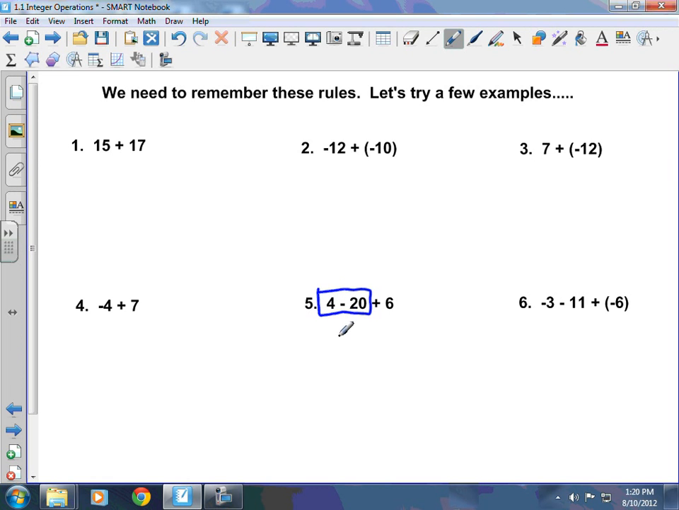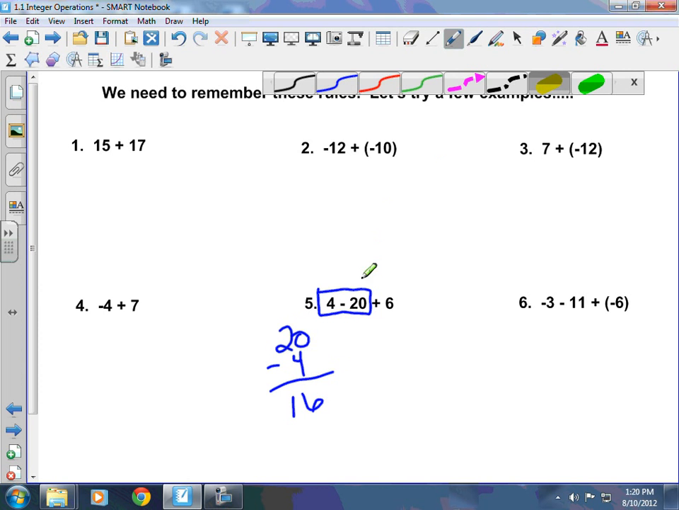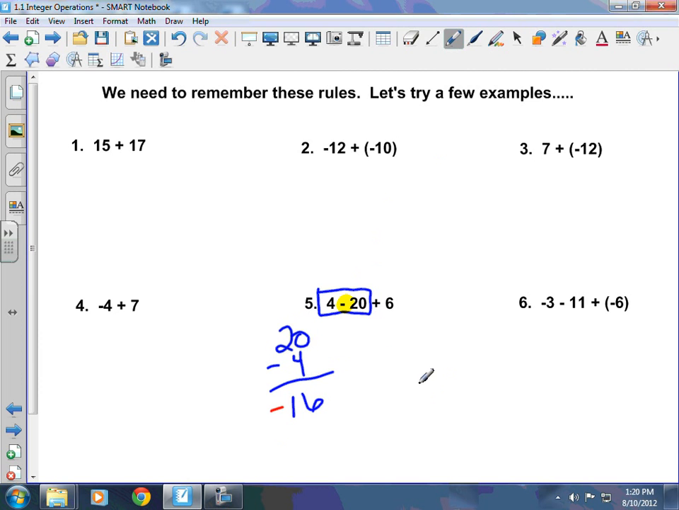But my 4 is positive, my 20 is negative. That means I'm going to subtract. Big number on top, little number on bottom. 20 minus 4 is 16. Then I go back to the original problem. My 20 is negative, so what does my answer have to be? That's right. My answer has to be negative 16.